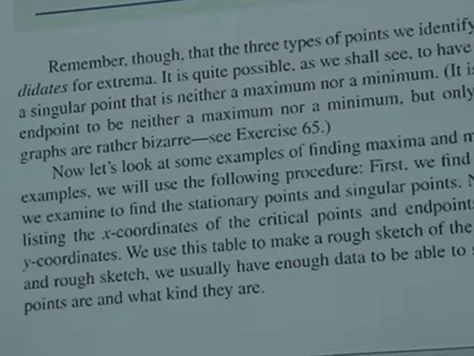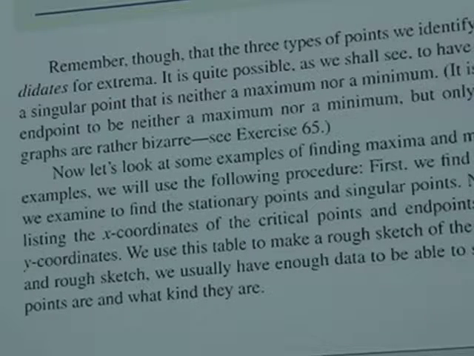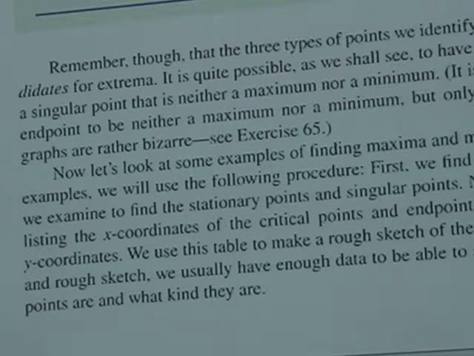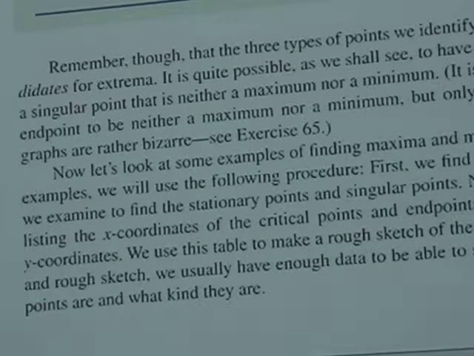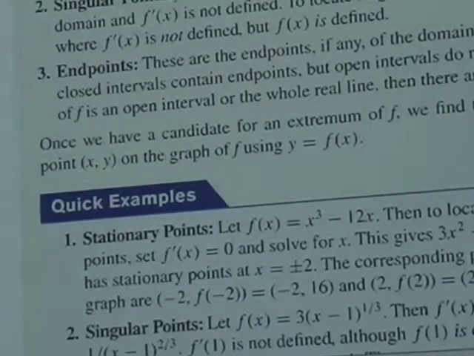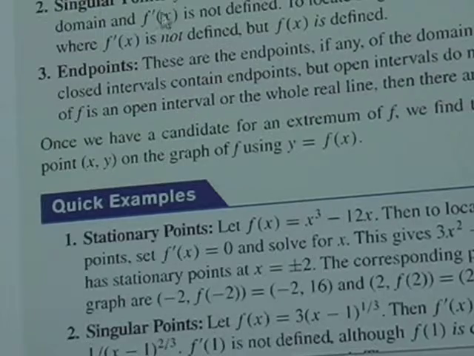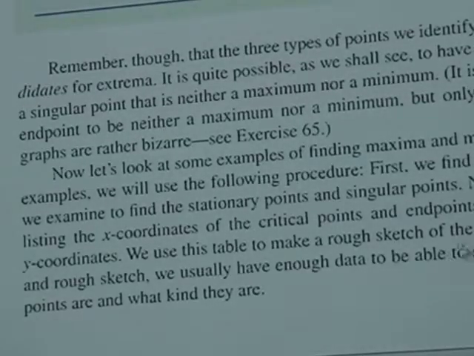Next, we make a table listing the x-coordinates of the critical points and the endpoints. Again, what are the critical points? I can't remember. What do we mean by the word critical point again? Which are included in the critical points? The first two, right? So he says, first find the critical points.